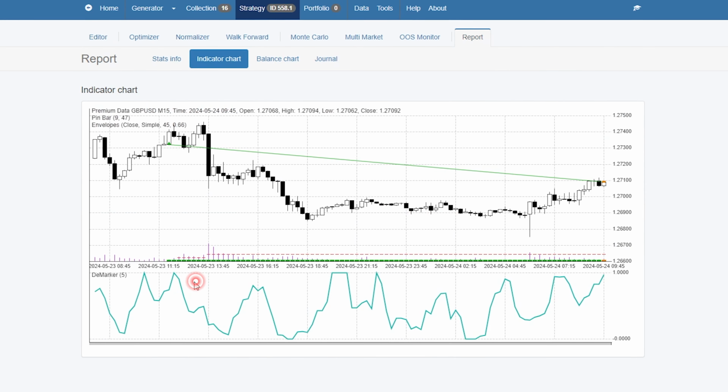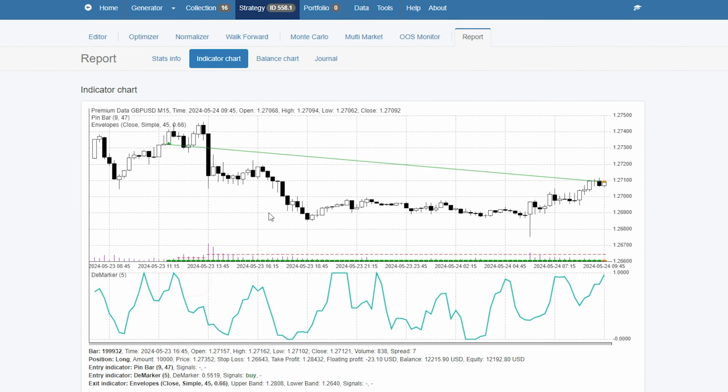Now if I click on the indicator chart, I can see exactly where the trades open. So right in here we have the confirmation, we have this bearish pin bar formed, we have the confirmation that the DeMarker rises, and you see that this trade was closed at the take profit. And if I go backwards, I will see some more trades that open and closed. Of course, some of those were profitable, some were losing, but overall we have a very good balanced chart.